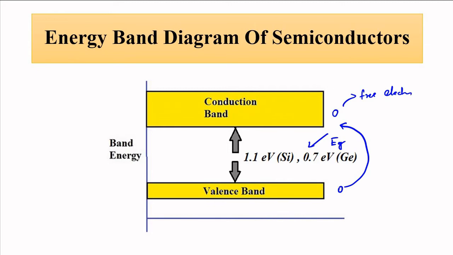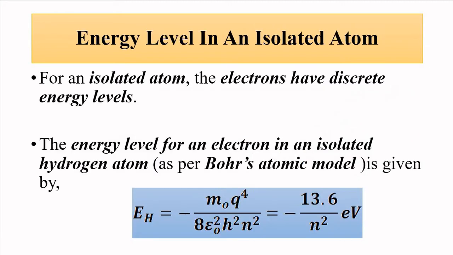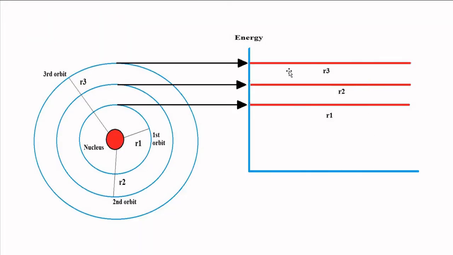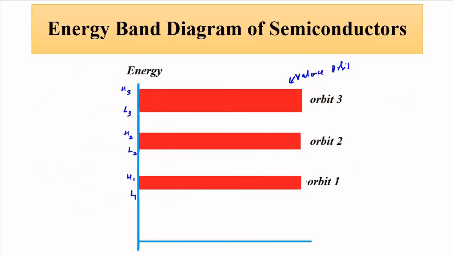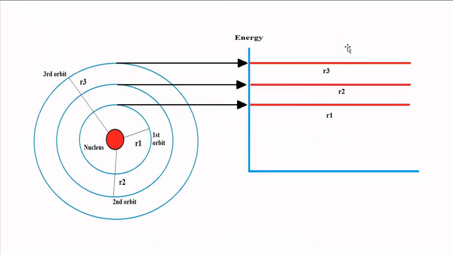The next concept we have to discuss is the energy levels in an isolated atom, and the splitting of energy levels, how it happens. For an isolated atom, we are taking only one atom into consideration. The electrons revolving around the nucleus have discrete, single definite energy values, not like this. This is for a combination of multiple atoms. For an isolated atom, it is this.